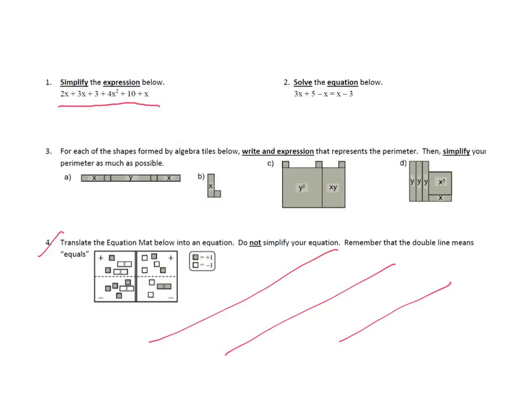I always like to combine like terms to simplify to begin with. Here I have a positive 4x squared. Are there any other x squareds? No. So I'm just going to go ahead and write that down here. 4x squared.